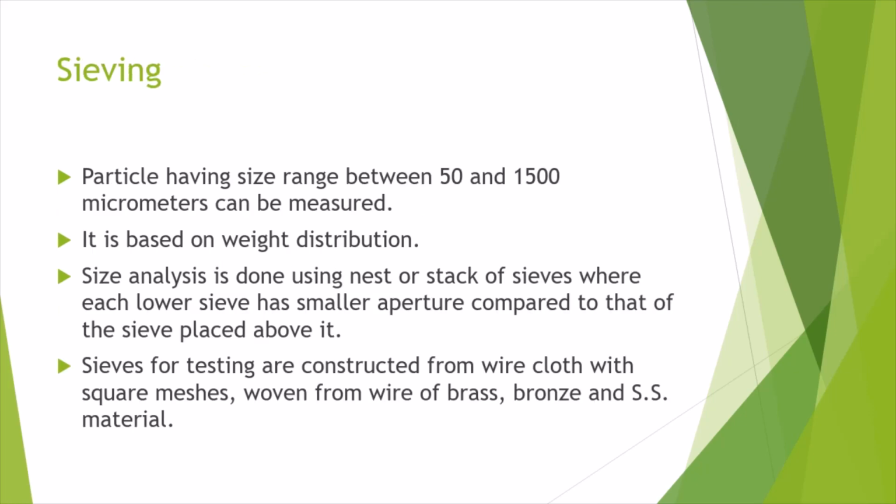So now the second method, which is sieving. Sieving has relatively different types of merits as well as demerits, and depending upon that, it is used for particle size determination between 50 and 1500 micrometers. It is based on the weight distribution method.